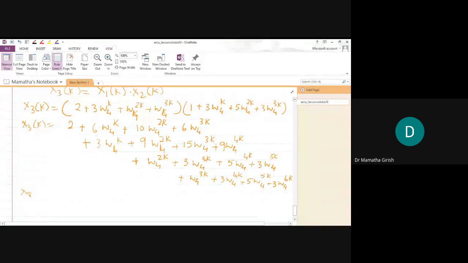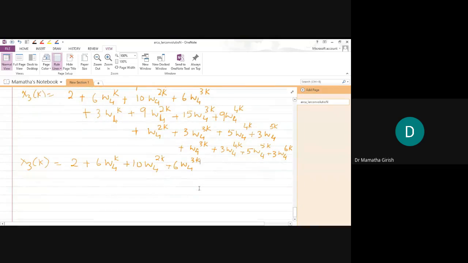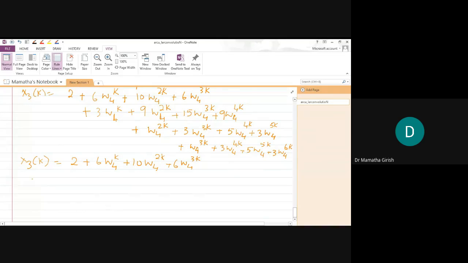See, this is the first problem, so I'm writing everything elaborately. Hence, afterwards, you people can cut short a few things. So the first row term is 2 plus 6 times W4 to the power of k plus 10 times W4 to the power of 2k plus 6 times W4 to the power of 3k. First row, nothing changes as it is. Coming back to the second row.